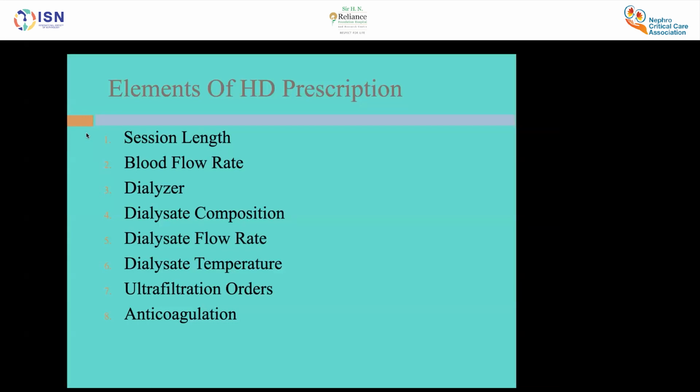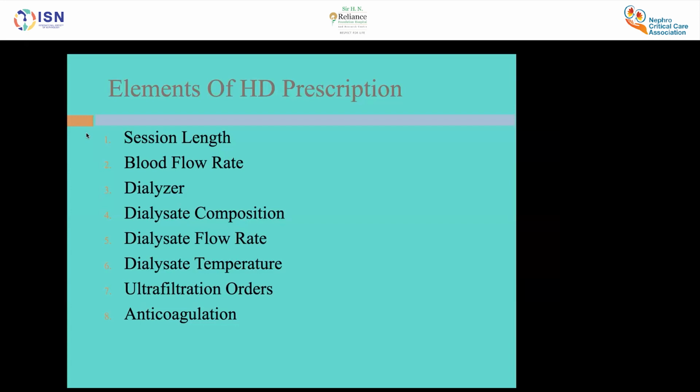Then will come the ultrafiltration. What is your ultrafiltration goal? Sometimes we cannot predict one particular ultrafiltration value for the entire length of the hemodialysis session, because we have to see how the patient is tolerating the dialysis. You can prescribe, for example, 100 ml per hour for 2 hours, then come back and see how the patient is tolerating, and then increase as needed. So most of the time it should be dynamic. Yes, exactly. We cannot just write that I want 1 liter or 1.5 liters to be removed. We prescribe per hour, and then we can modify as needed.